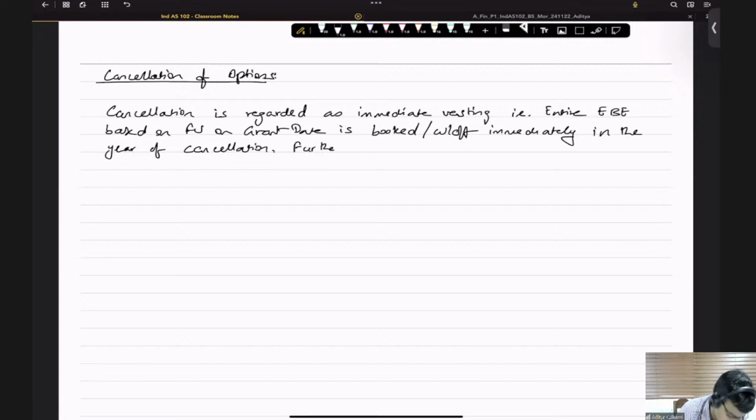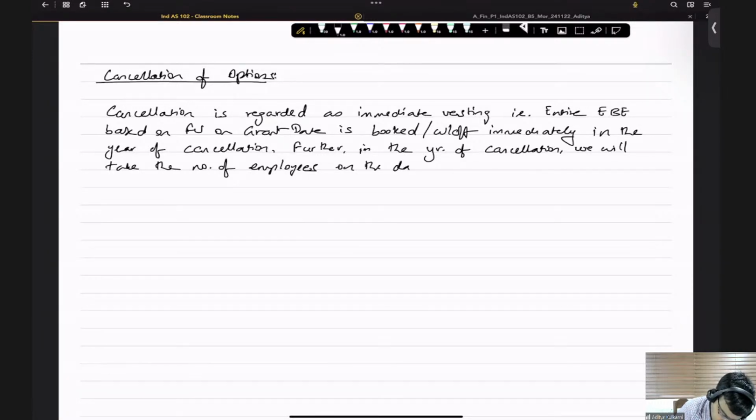Further, in the year of cancellation, we will take the number of employees on the date of cancellation. Yesterday's problem, estimate was 8, but in the year of cancellation, it was 9. So 9 employees we had considered, which is correct. Okay. On the date of cancellation.